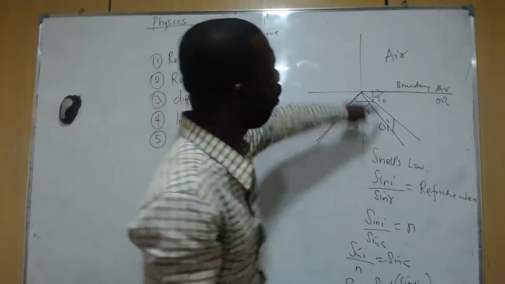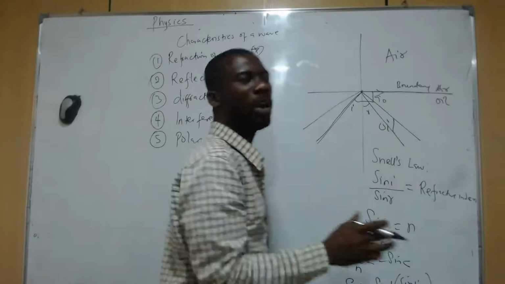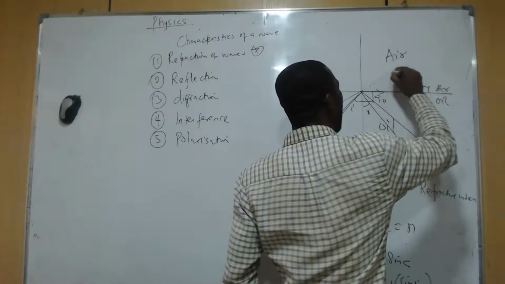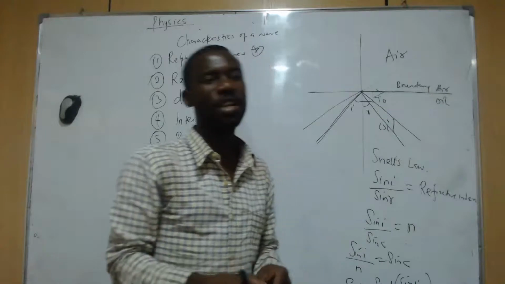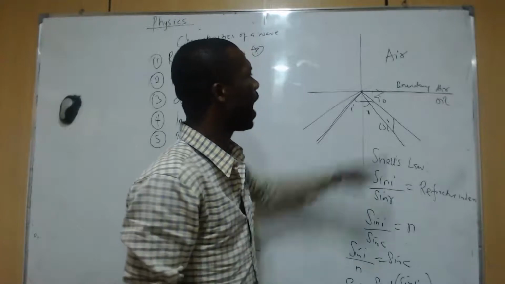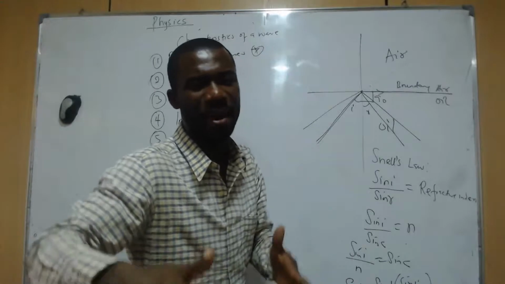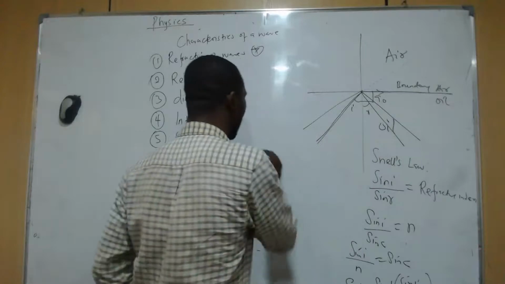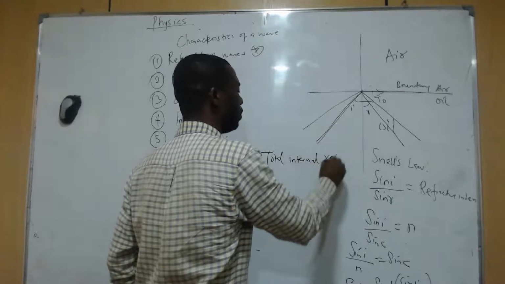Now, for that particular angle of incidence, we will now have a refracted ray that will be along the boundary. Now, it has refracted into the air, not in the oil again. Now, that phenomenon, in which instead of the light refracting inside the oil, it now goes into the air, is what we call total internal reflection.